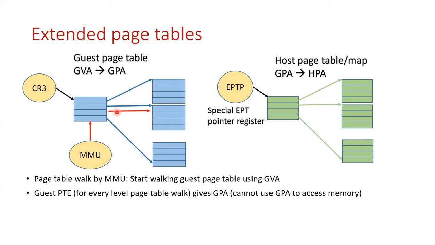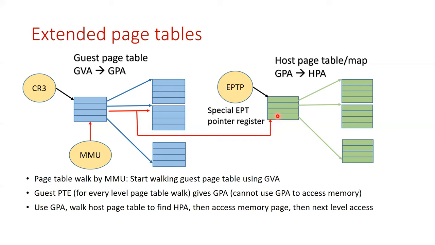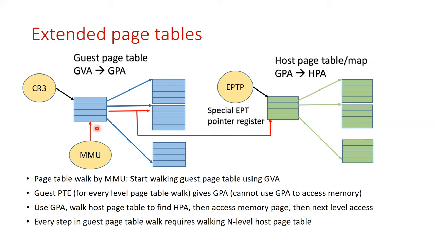Now this physical address that you get in the PTE is a guest physical address. You can't take this physical address, go to RAM and look up the next PTE. This physical address does not make any sense to the actual RAM. Therefore, you walk the guest page table, look up the guest PTE, and get the guest physical address of the next level. Then you take this guest physical address, go to the host page table, and walk it to get the actual host physical address. At that point, you know the actual location of this page, and then you go access that page. Note that this has to be done for every step in the guest page table walk.